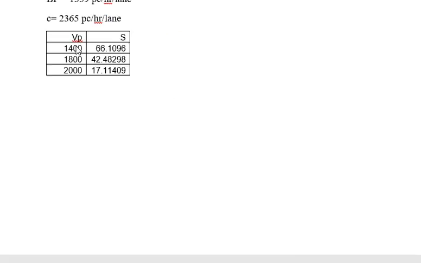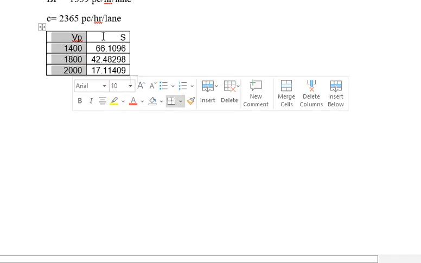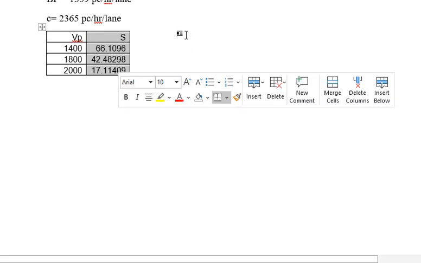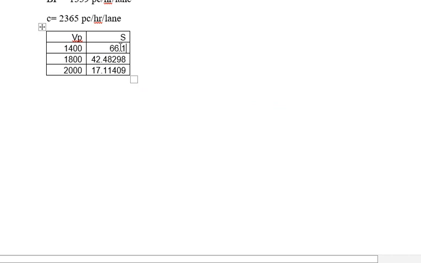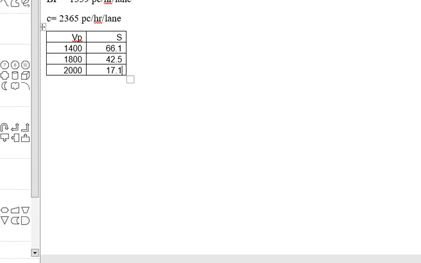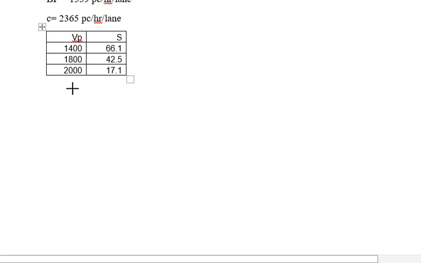Okay, so these are the values which I assumed. You can see all of them are between BP and capacity, and these are the speeds which I got. Okay, and as I said, you can round them off to the first decimal place. There's no problem with that. Okay, so Vp is in passenger cars per hour per lane, and the speed is in miles per hour. Okay, now how do we draw the speed flow curve here? So first of all, let me make the axes here.